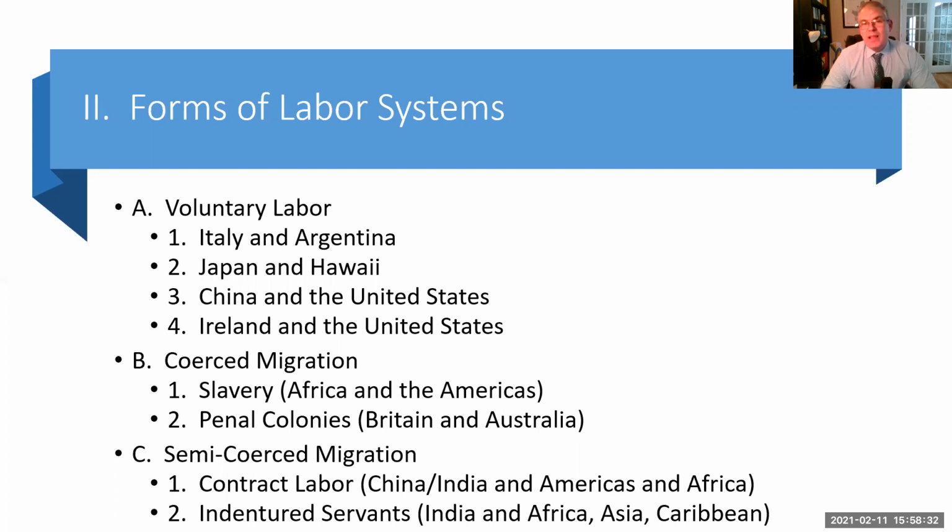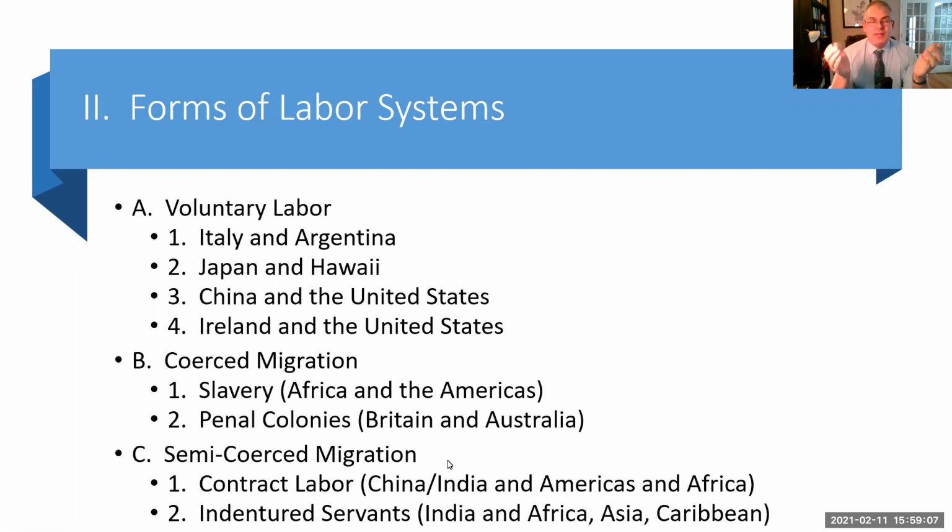And then you have the semi coerced migration. So, in other words, these are people who aren't doing much better in terms of they're not working high wage jobs. In a lot of ways, they are kind of forced into an agreement that leads them to provide labor with very little compensation. We have contract labor that we're going to see in the case of Chinese laborers and Indian laborers coming to the Americas and Africa. And we're also going to see indentured servants.